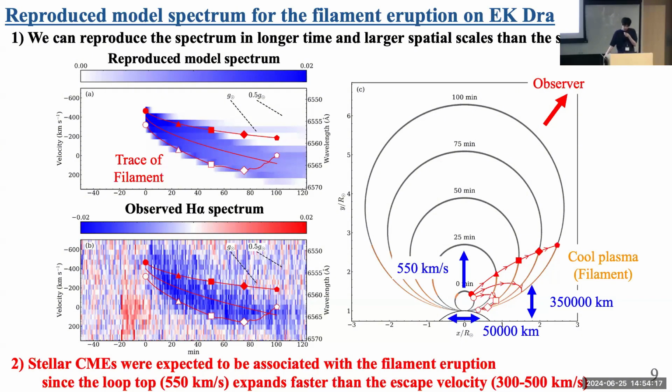Second, we apply the model to a larger filament eruption on Ikuta. Similar figures are shown, but the model spectrum is well reproduced in longer time and larger spatial scales than the solar one. Specifically, the loop length is so large, and we observe the filament inside the stellar disk from the viewing angle of 40 degrees. Stellar CMEs are expected to be associated because the velocity at the loop top is so large, and larger than the escape velocity, which becomes smaller because the loop expands higher.